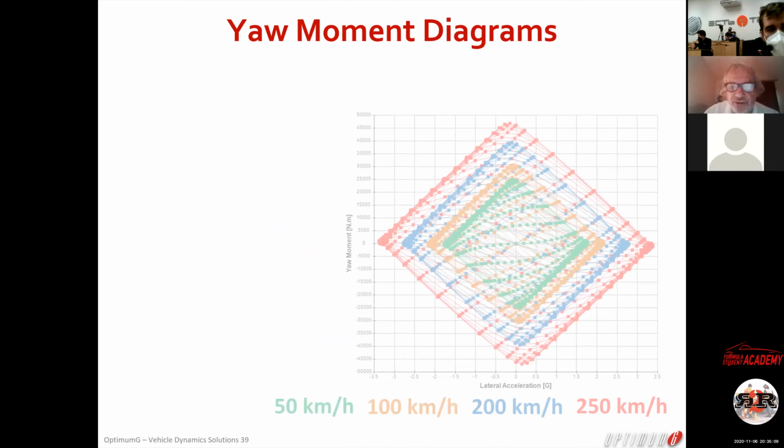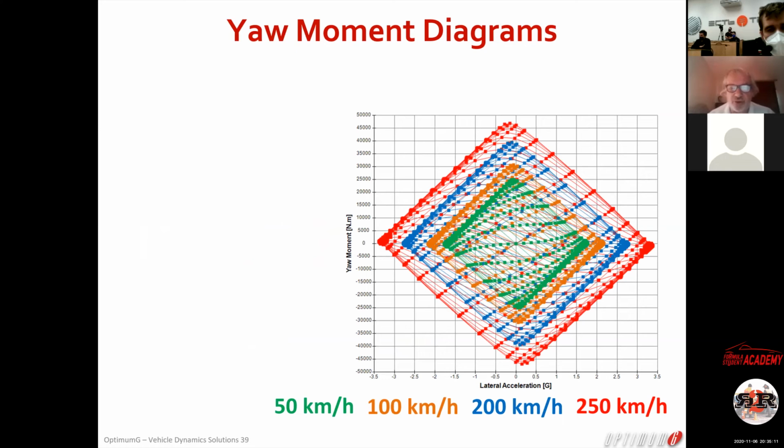Let me show you what you can do. This is an example of the yaw moment versus lateral acceleration. You go between minus 50,000 and plus 50,000 feet, and between minus 3.5 G and plus 3.5 G. And you do that with different speeds. And guess what?